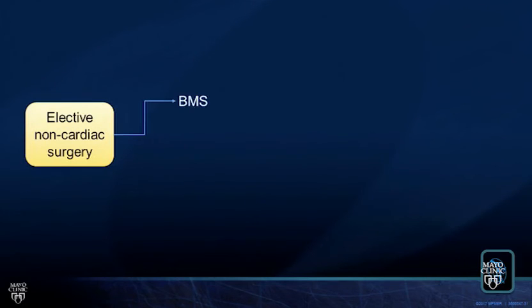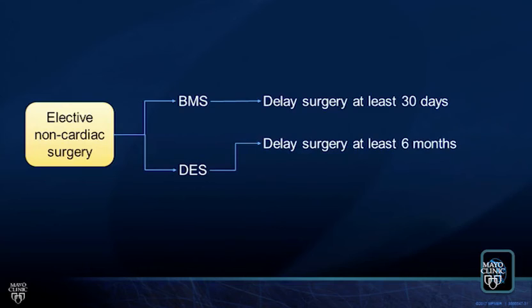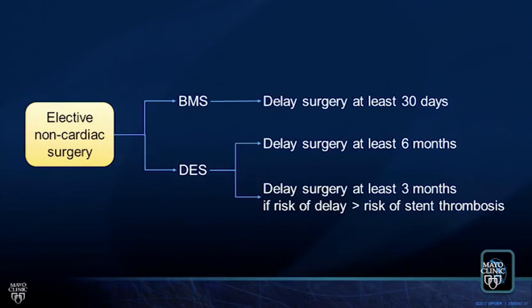For elective non-cardiac surgery, and if you have a bare metal stent, we want to try to delay surgery for at least 30 days. If it's a drug-eluting stent, we want to delay surgery for at least 6 months. However, if the risk incurred by the surgery is greater than the risk of stent thrombosis, you could consider a 3-month duration of DAPT. Now again, there's no data to support this exactly.